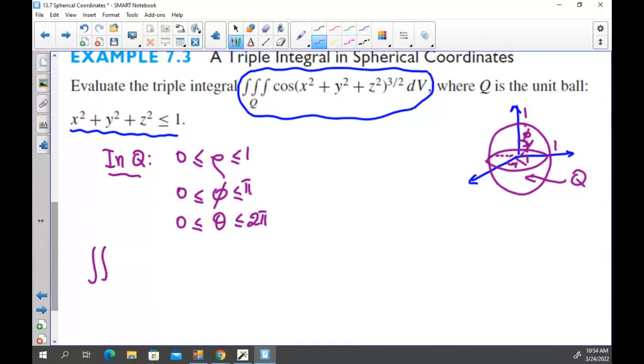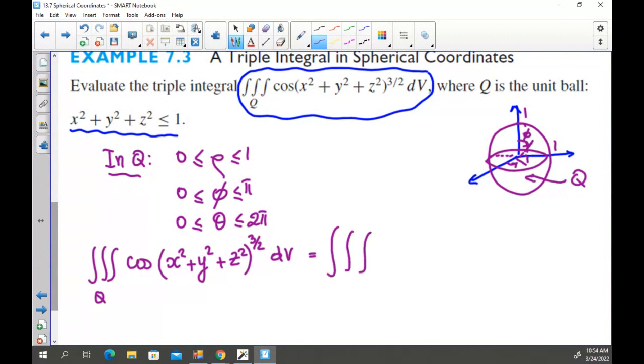So let me write then, what I want is to find the integral of cosine of x squared plus y squared plus z squared, to the power of 3 over 2, dv. So let's do it this way then. Rho from 0 to 1, phi from 0 to pi, theta from 0 to 2 pi, cosine, what is x squared plus y squared plus z squared?